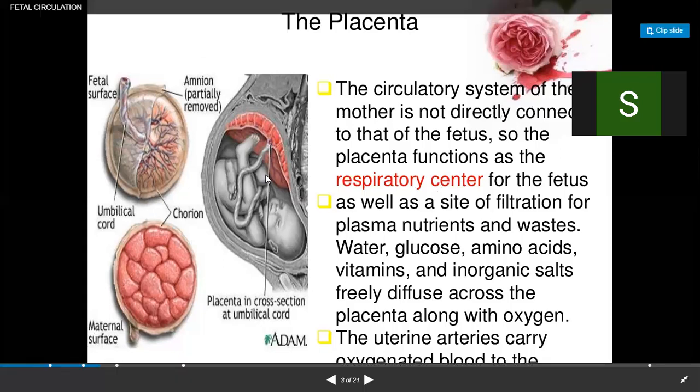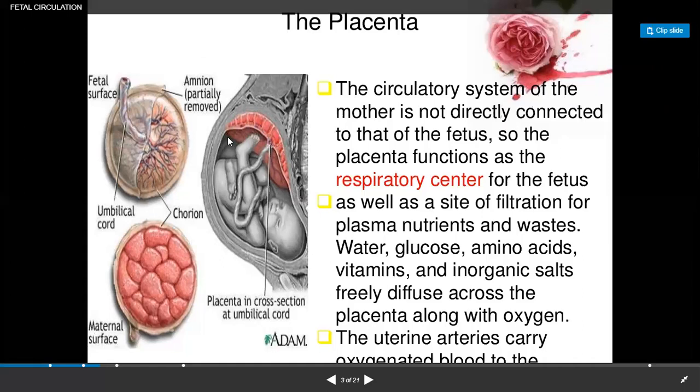So this is how it is actually present. Here it is the placenta, and here is the umbilical cord, from where the nutrition and oxygen go to the fetus, and waste products are then removed from the fetus to the placenta. It mixes with the mother's circulation and is removed from the body.